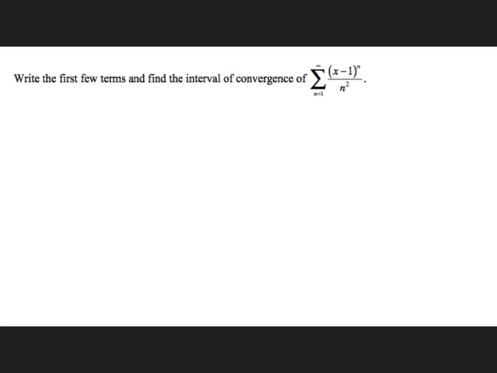Right, the first few terms, the interval of convergence. Okay, so this is the same idea as the last one. So when n is 1, that's x minus 1, I plugged in 1 for the wrong thing, over 1. When n is 2, it's x minus 1 squared over 2 squared, which is 4. And then x minus 1 cubed over 3 squared, which is 9.